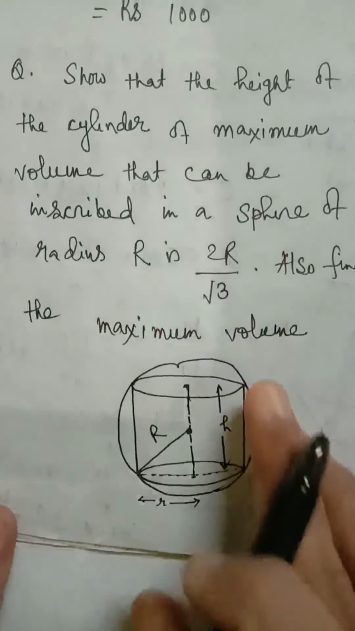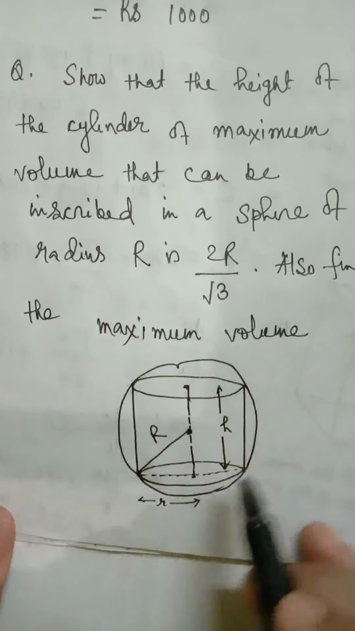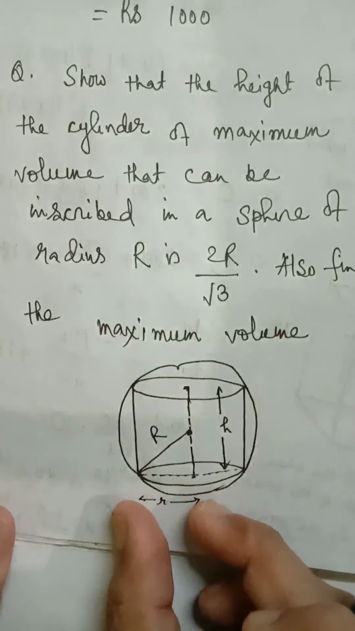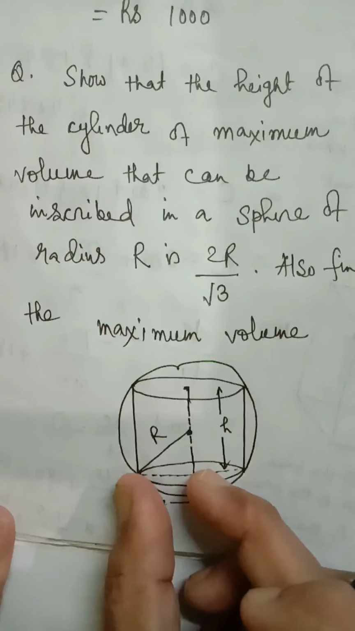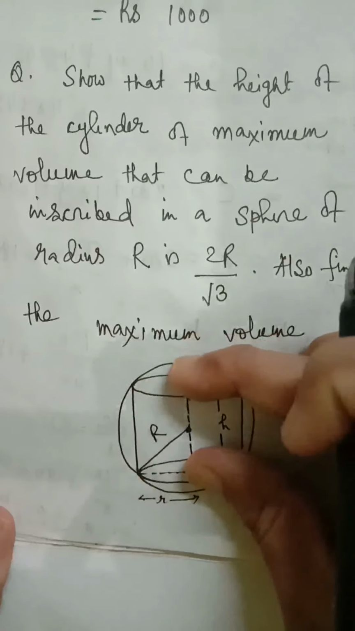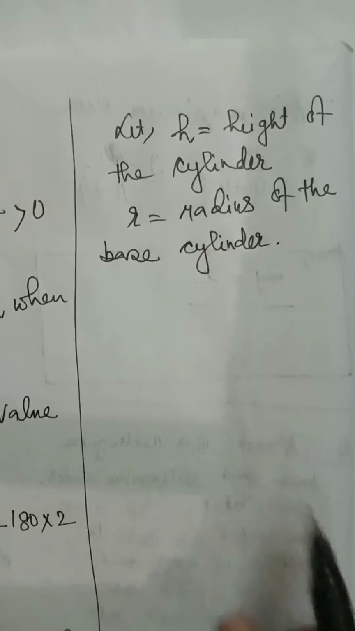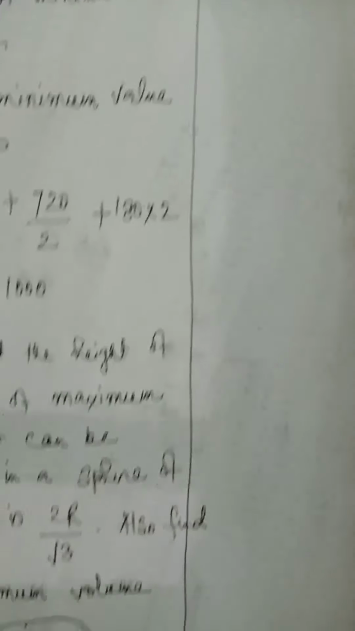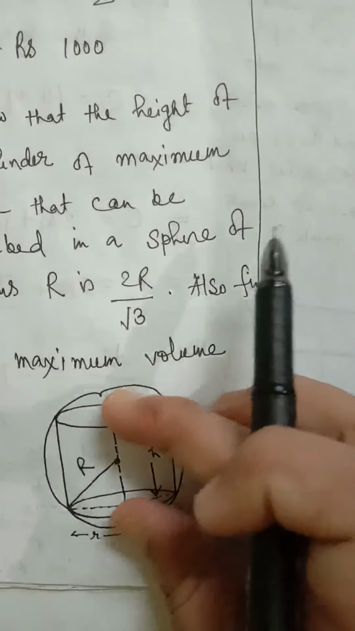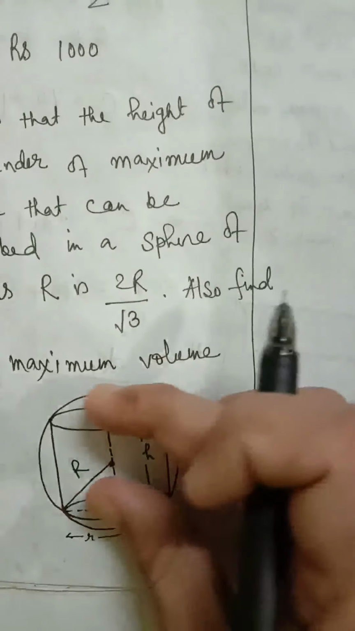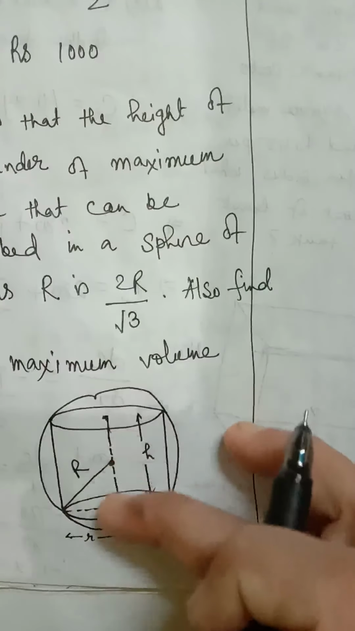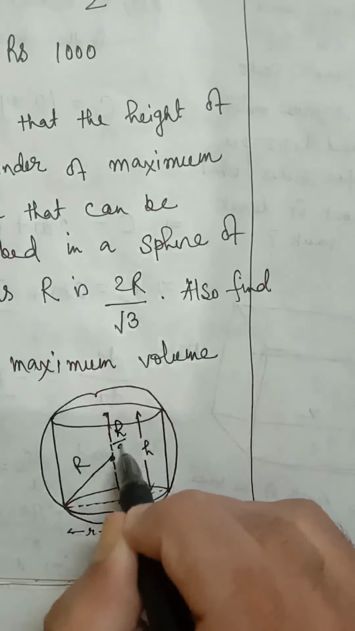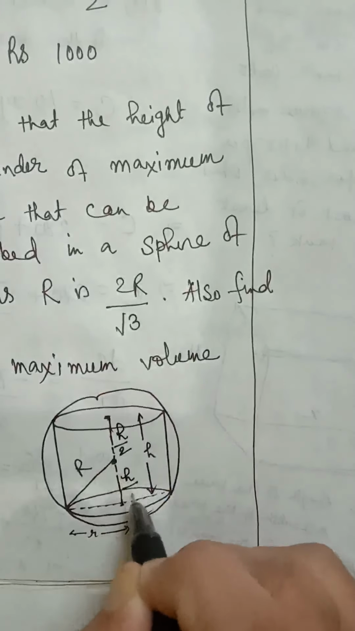First of all, I have drawn one cylinder inside the given sphere. R is the radius of the sphere. Suppose small r is the radius of the base of the cylinder, and suppose h is the height of the cylinder. Now clearly the height of the cylinder will be along the diameter. This length will be h by 2 and this part will be h by 2.